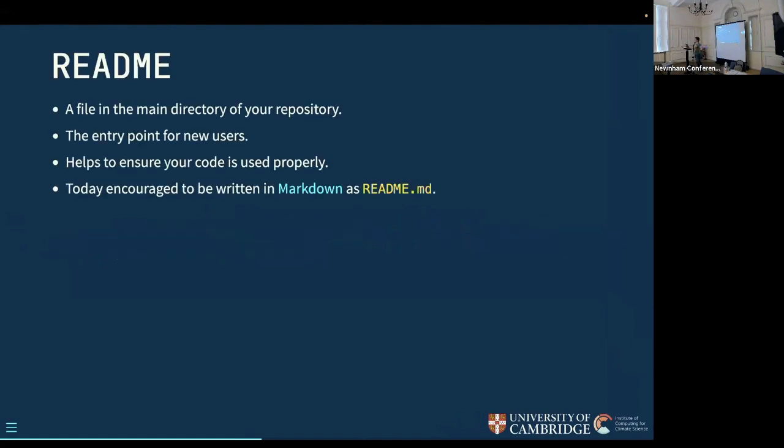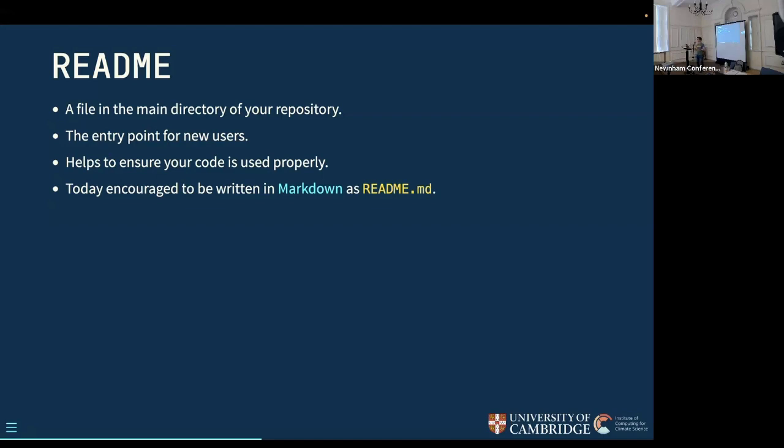So hopefully most people have come across READMEs before. These are some kind of file that sits in the main directory of your repository, and it's designed to be the first entry point to any new users for your code. And it's important because it makes sure that your code is being used properly and is also easy to use. You don't have someone coming back to you saying, oh, what do I need to install to get this to work? Or, oh, I tried to run this, but it didn't work. And there's an easy answer that could have been given to users.